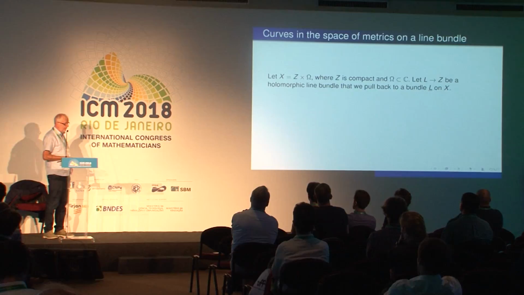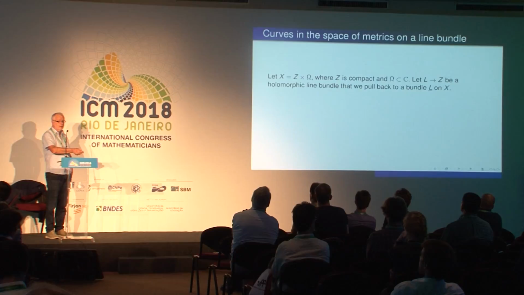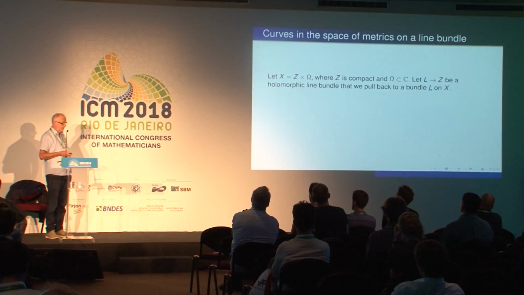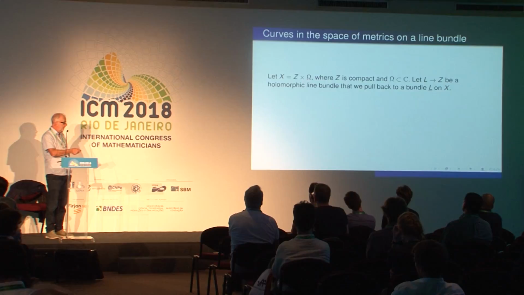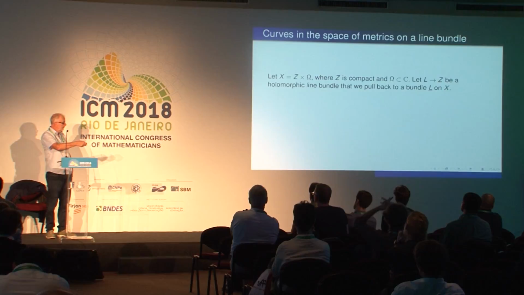Yes, so you take the total space X to be a product. So it's one fixed compact manifold C, and omega is just an open set in C, so it's a trivial fibration if you want. All the sections are the same. And now you have a line bundle over C, it's a holomorphic line bundle, and you pull it back to a bundle over the product here, just by letting it be independent, so to speak, of the omega variable. So the map here, P, is of course just a map that sends a point in X to the projection in omega.